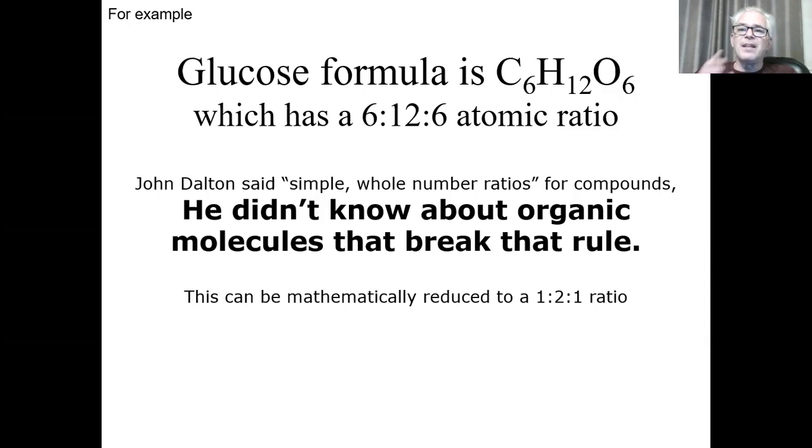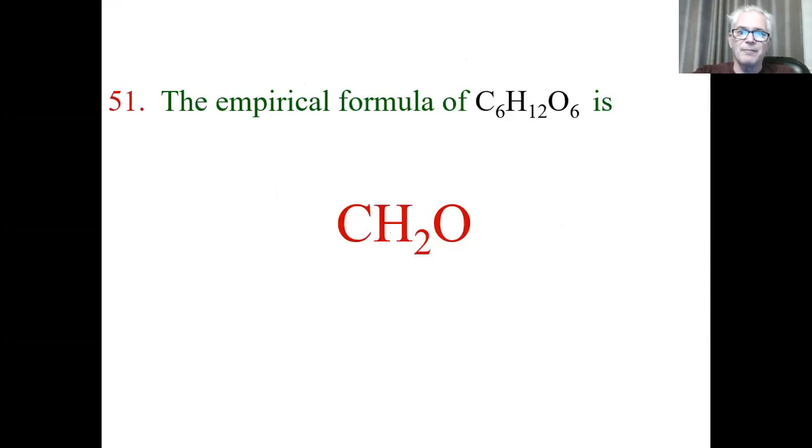The problem is an empirical formula is not just about the ratio. They want you to write it so that the ratio looks like a formula. So let's look at this next slide. Glucose on the top in black, the empirical formula in a 1 to 2 to 1 ratio is CH2O, carbon 1, hydrogen 2, oxygen 1. You have to write it like a formula.